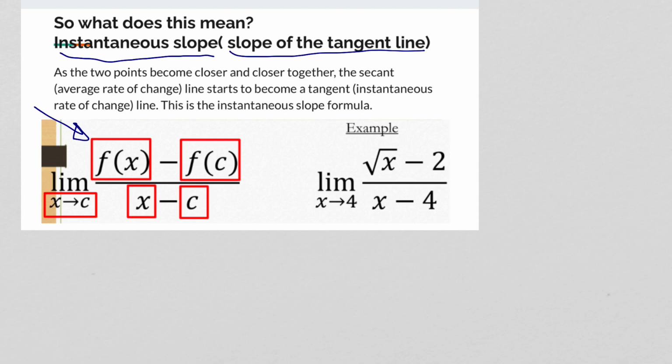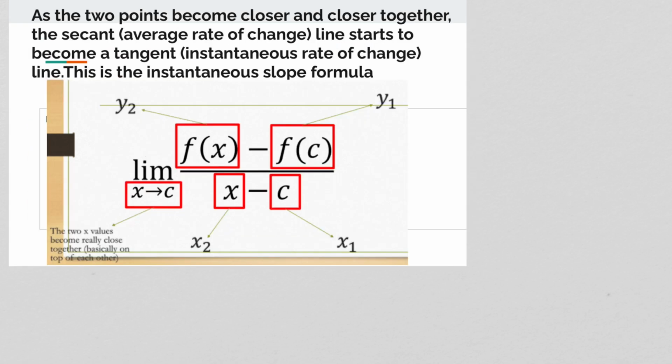We need to know what each piece of this instantaneous slope formula is. We've got our function f of x, we're subtracting our f of c, which is what the limit's going to, over x minus c. And again, as those points get closer together, that average rate of change becomes that tangent line, which is the instantaneous slope formula. So again, make sure that you have this in your notes.